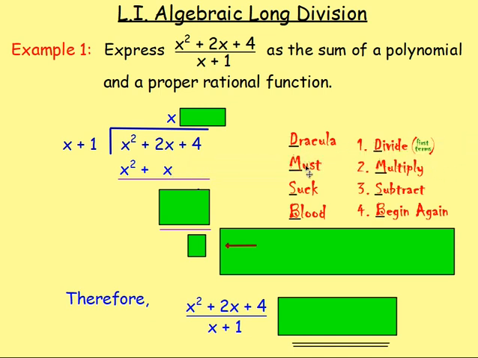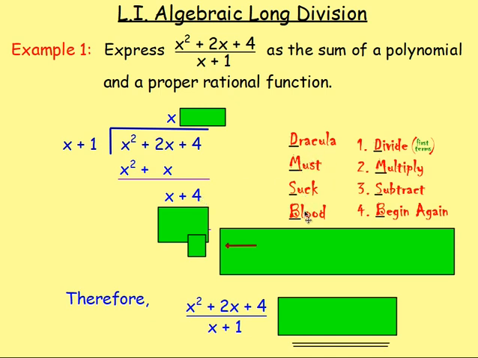What do you then do? Dracula must suck. S for subtract. So we're subtracting, so we draw a line under here. And you subtract. So x squared take away x squared gives you 0x squared, so you don't need to write that. 2x take away x, well, that will give you x. And 4 take away 0, that gives you 4. So we've got an x plus 4.